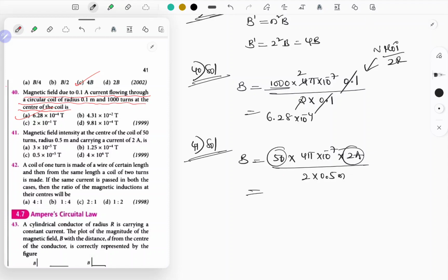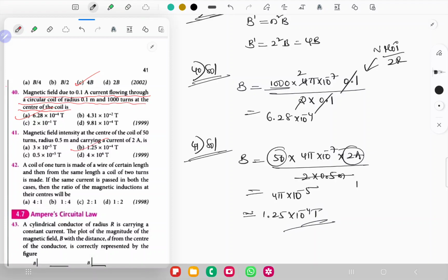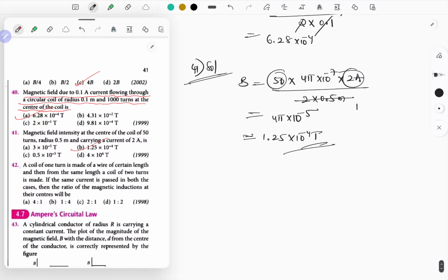100 into 10 power minus 7 is 10 power minus 5. 2 into 0.5, you are going to get 1. So it's going to be 4 pi into 10 power minus 5. So the final approximate answer we are going to get is 1.25 into 10 power minus 4 Tesla. Option B is correct. Next, question number 42.